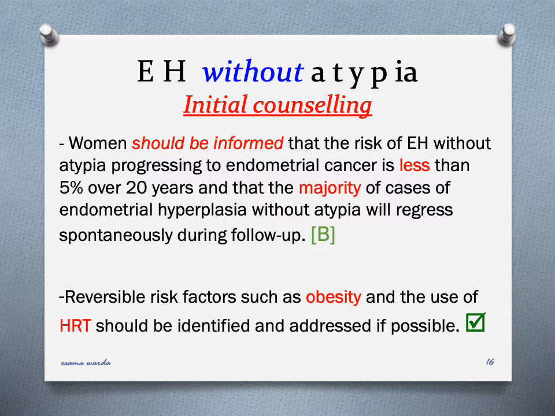Reversible risk factors such as obesity and the use of hormone replacement therapy should be identified and addressed if possible. So if a patient with endometrial hyperplasia without atypia started to be followed up and she is obese and started to reduce her weight, and if she is on hormone replacement therapy and stopped it, the regression rate is very high without treatment.